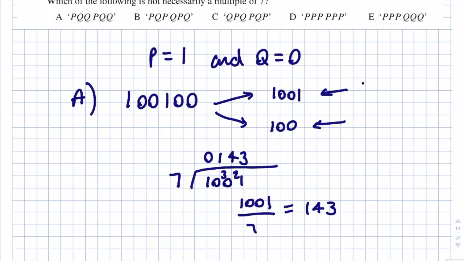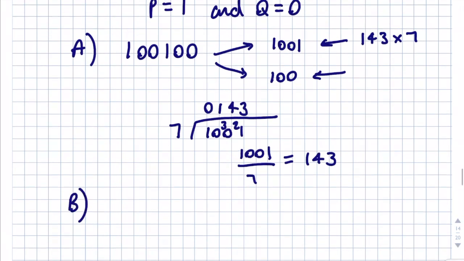You can say that 143 times 7 gives us 1001. So therefore, if 1001 is a multiple of 7, then 100,100 must also be a multiple of 7. So we can tick A off.